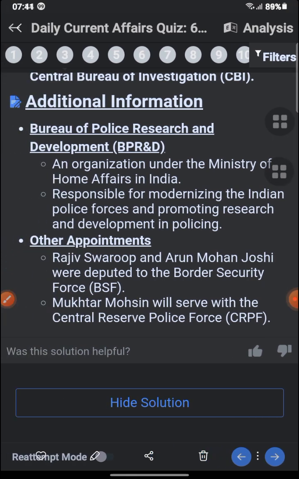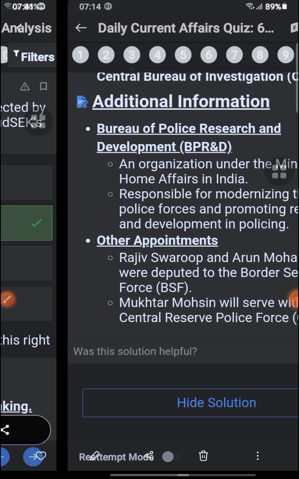Okay. Now next, the Bureau of Police Research and Development is under the Ministry of Home Affairs, responsible for modernizing the Indian police force. Rajiv Sarup and Arun Mohan Joshi were deputed to the Border Security Force, and Mukhtar Moshin will serve in the Central Reserve Police Force.